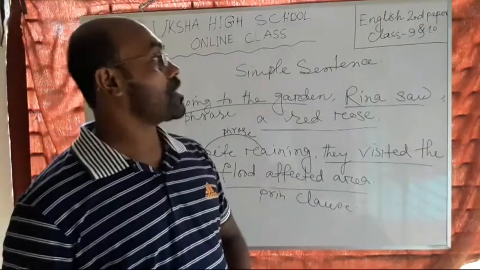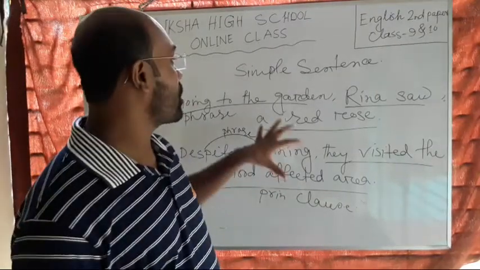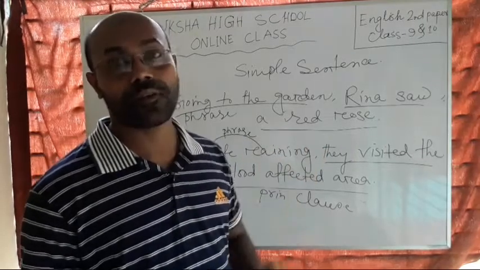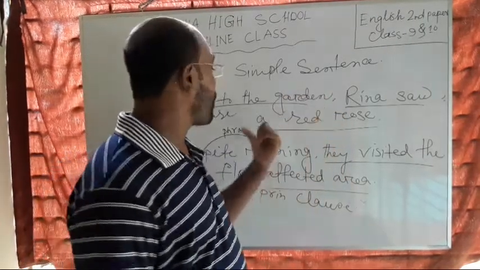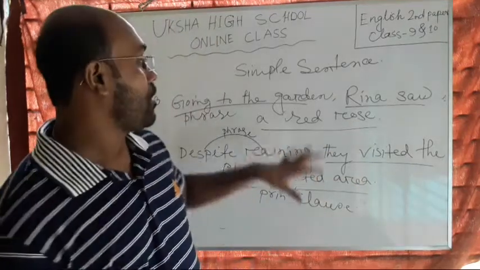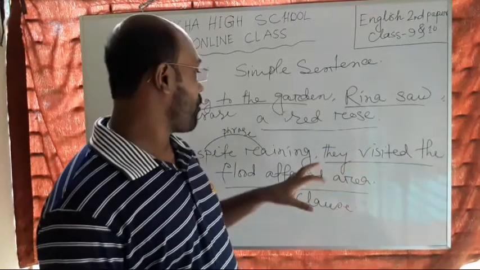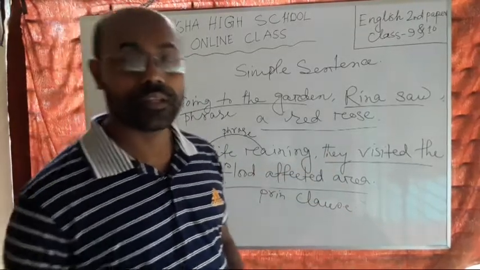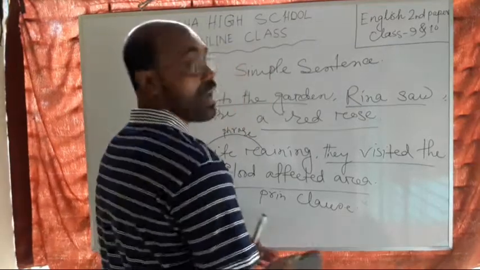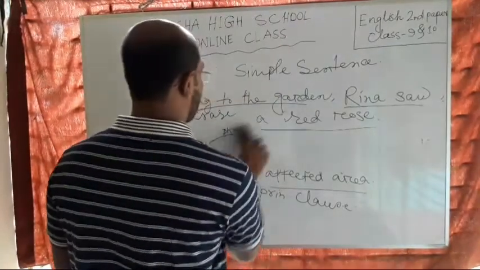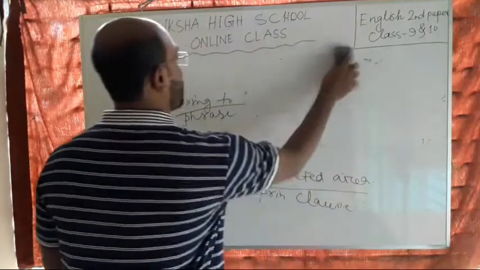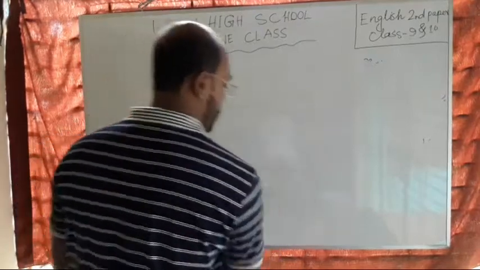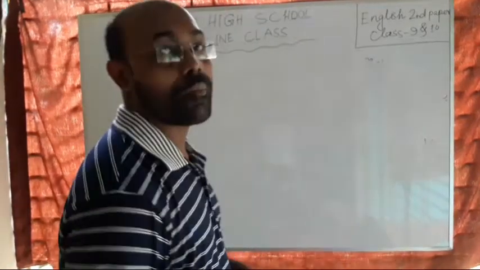So dear students, I hope you have understood the simple sentence, where we will find a principal clause and a phrase in a sentence, and of course we will find one subject and one finite verb. Dear students, I hope you have understood. Now, complex sentence.